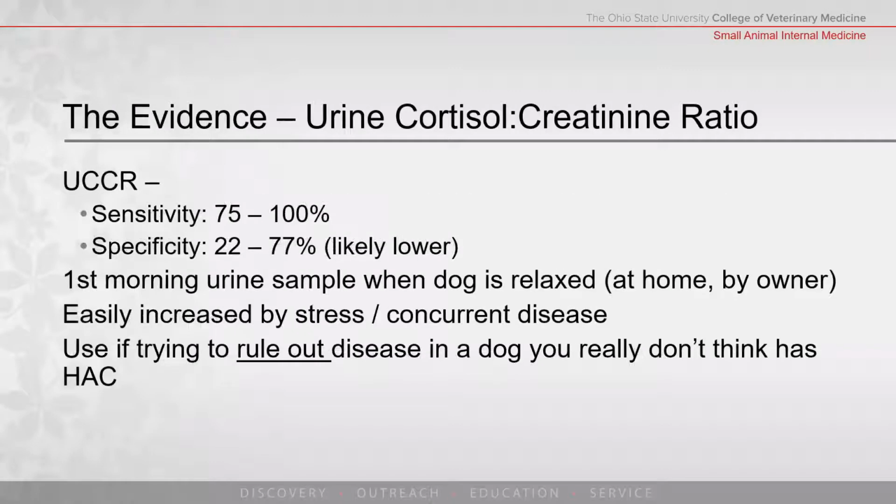So looking at a urine cortisol creatinine ratio, as I mentioned before, next slide, it is 75 to 100% sensitive, meaning if the patient has Cushing's, it's going to be abnormal. But specificity-wise, if the patient has other diseases that cause stress in the body, like diabetes, it's also going to be elevated. So it's not really the greatest. Next slide.